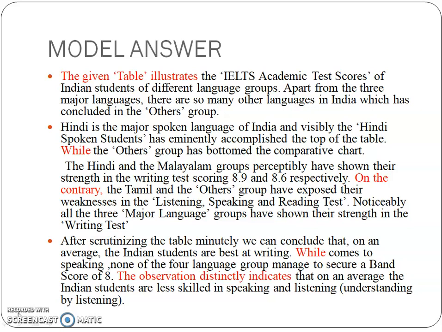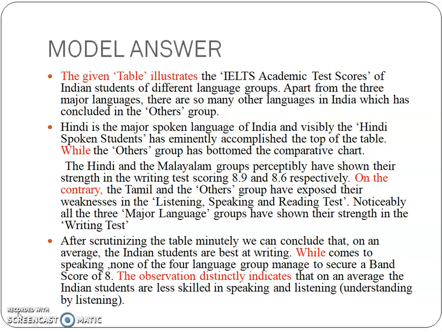The Hindi and the Malayalam groups perceptibly have shown their strength in the writing test, scoring 8.9 and 8.6 respectively. On the contrary, the Tamil and the other groups have exposed their weaknesses in the listening, speaking and reading tests. Noticeably, all the three major language groups have shown their strength in the writing test.